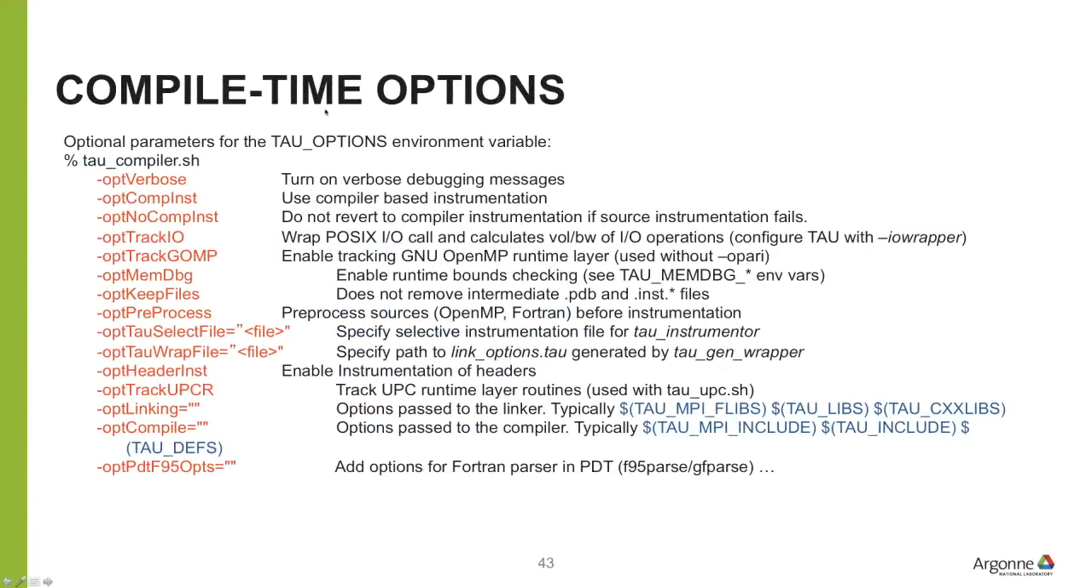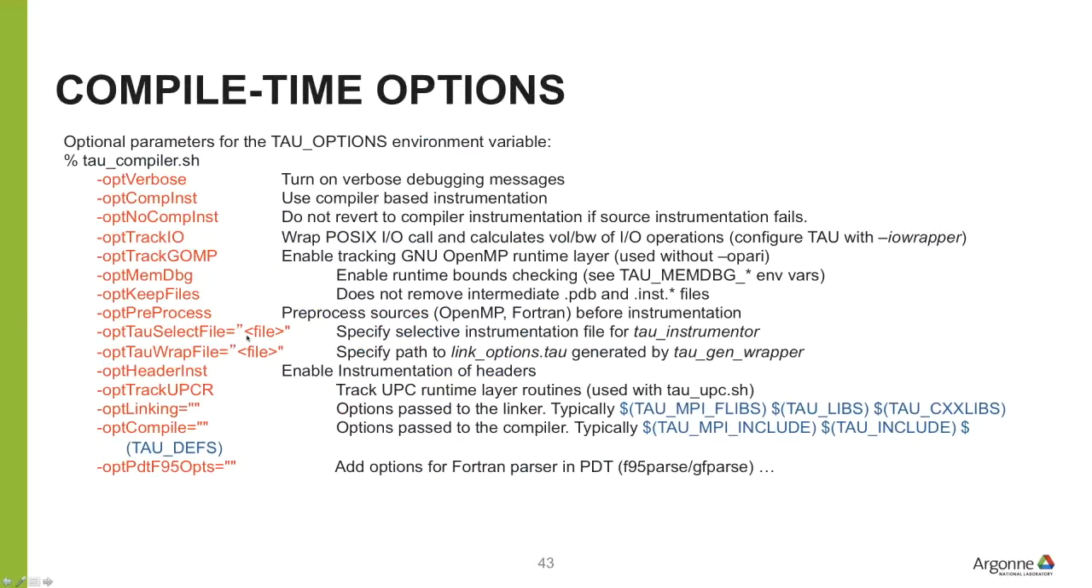There are many other compile time options that you can deploy. Here is the TAU_OPTIONS environment variable and some of the values that it can take, such as -optCompInst to enable compiler-based instrumentation. Here we don't need to re-instrument the source code, but the compiler itself adds hooks while creating the .o file after the optimization pass, and it will enable the use of Tau with minimal changes.